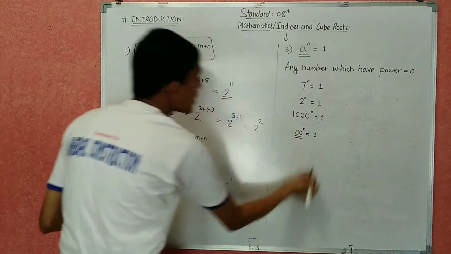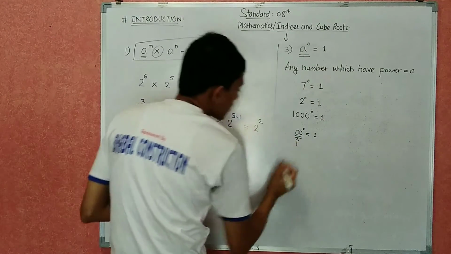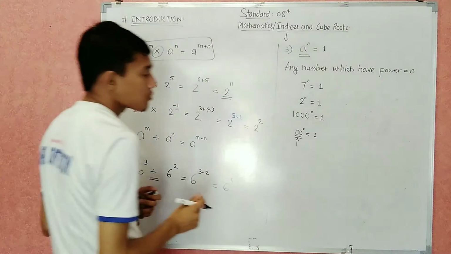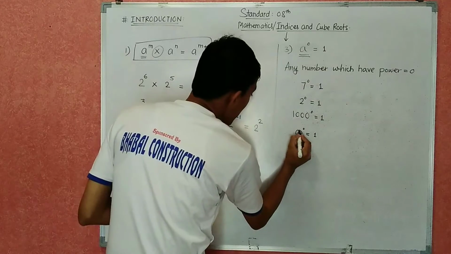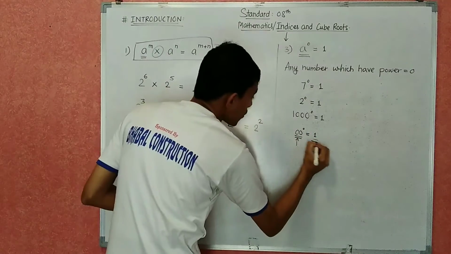So what is infinity? It is the symbolization of the infinite number. We don't know where the numbers are going to stop. What is the last number? We don't know, so we represent that last number by infinity. So infinity raised to 0 is also going to be equal to 1.